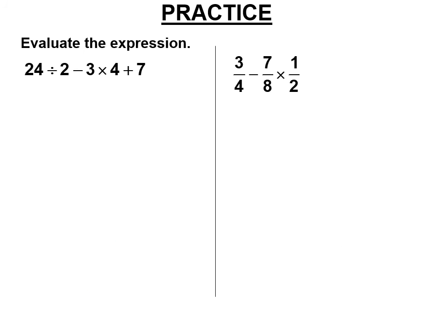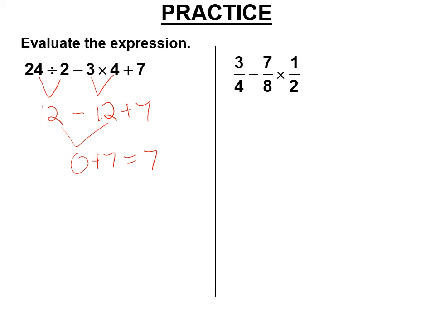Let's practice. All right, so the one on the left, we're just going to do 24 divided by 2, 12. 3 times 4, also 12. You do your multiplying and dividing first. Then I'm going to rewrite. 12 minus 12 is 0. 0 plus 7 is 7.